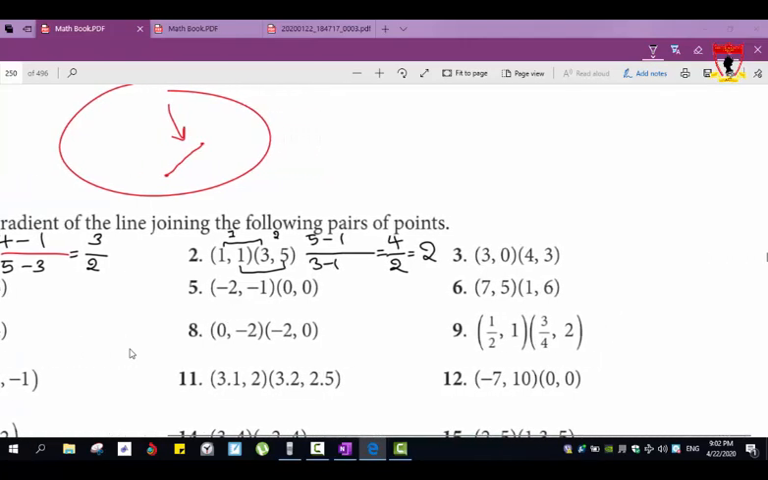Question 3. Let's say these are x2 and y2. These are x1 and y1. Now 3 minus 0 over 4 minus 3. 3 minus 0, because it's y and this one is also y. 4 from this point minus 3. 3 minus 0 is just 3. 4 minus 3 is equal to 1. Finally, the gradient of the line between these 2 points is 3.